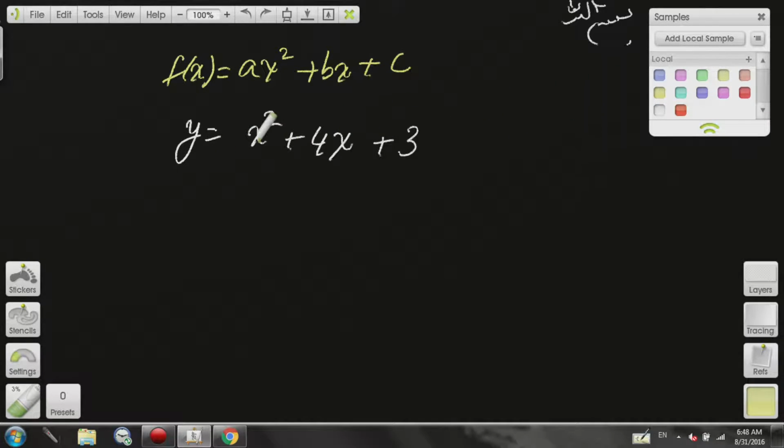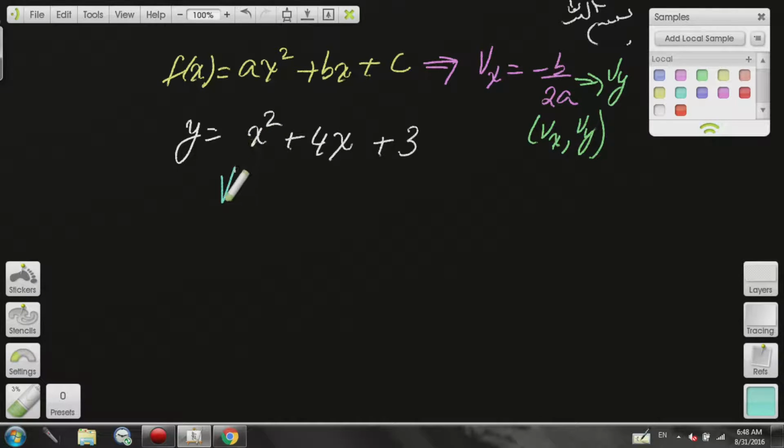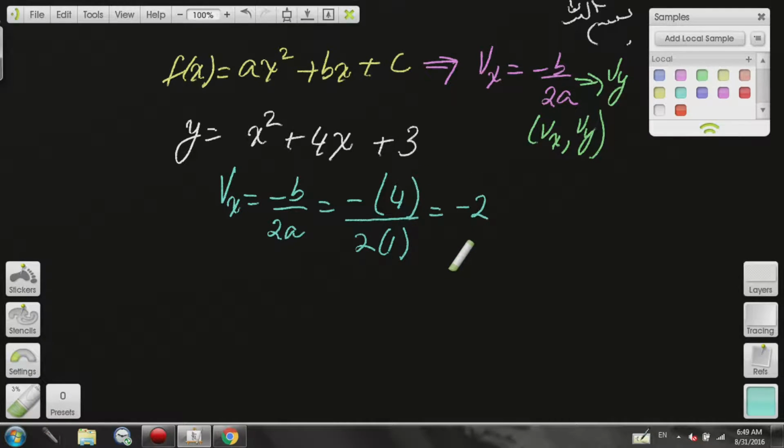To graph this function that's given in standard form, first you have to find the vertex. And the way you do that is first you find the x-coordinate of the vertex, and then you use that to find the y-coordinate of the vertex. Then you have the vertex, and then you can go from there. So if you want to find the vertex of this, you have to write this formula. Opposite of b, which is 4, over 2 times a, which is 1. So this is negative 4 divided by 2, which is negative 2. Once you know the Vx, then you substitute that for x in the original equation, and you get the Vy, the y-coordinate of the vertex.